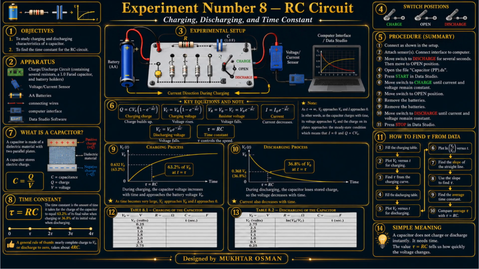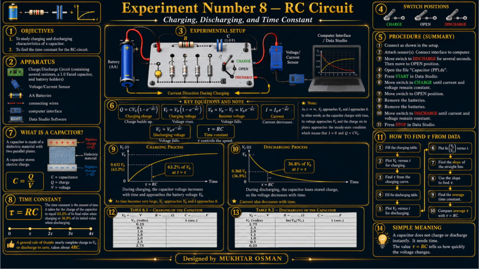Procedure summary. 1. Connect as shown in the setup. 2. Attach sensors. Connect interface to computer. 3. Move switch to discharge for several seconds, then move to open position. 4. Open the file capacitor pp.ds. 5. Press start in Data Studio.